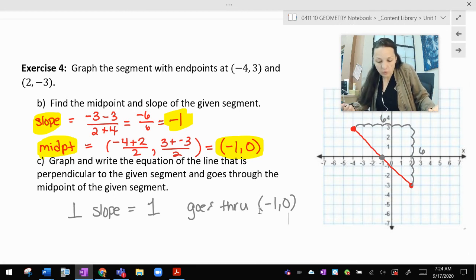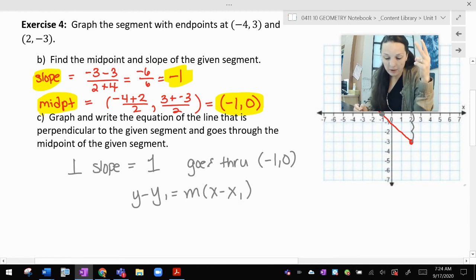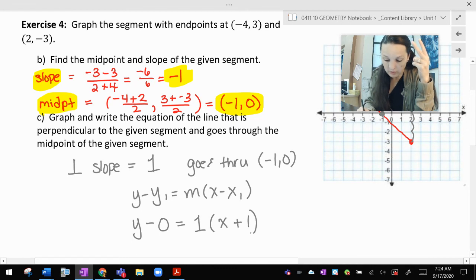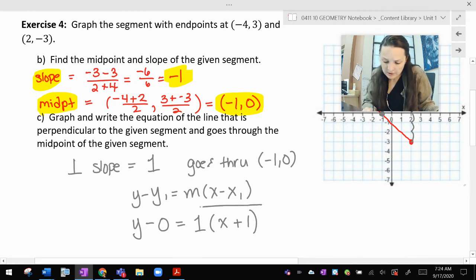So then I look at these conditions and say, I need to write the equation of this. I can do one of two things. One, try graphing it and see if I can figure out the y-intercept. Or two, use point slope form. I'm going to use point slope form and then I'll graph it. So if I have a slope of 1 and it goes through negative 1, 0, again, that point slope form is y minus y1 equals m times x minus x1. So it would be y minus 0 equals 1 times x plus 1, because remember, you negate and kind of reverse the order of the point when you write the equation of the line. So y minus 0 equals 1x plus 1.